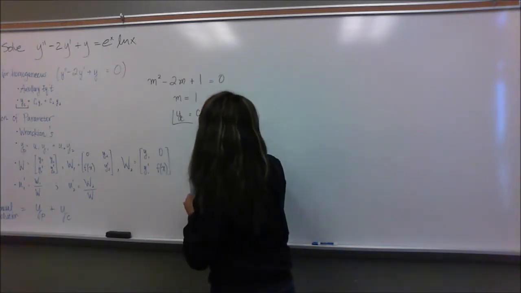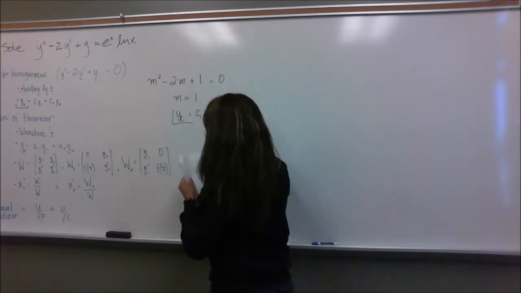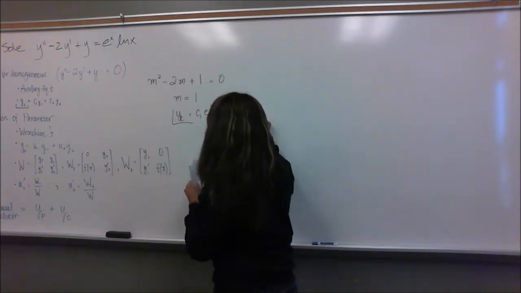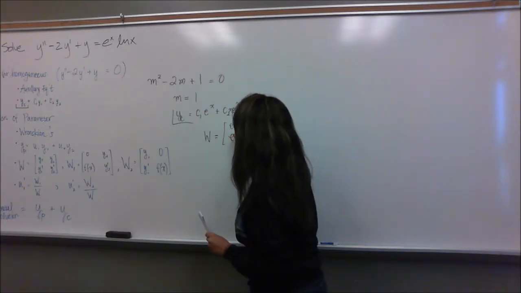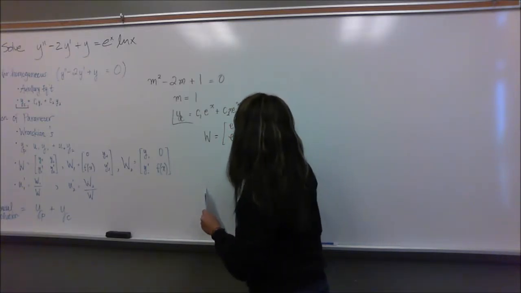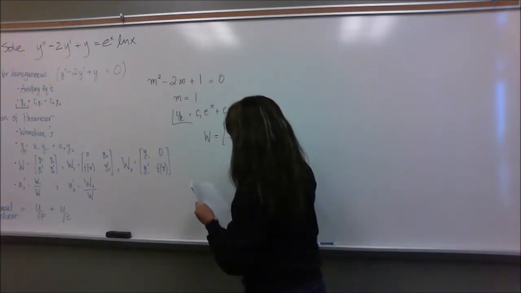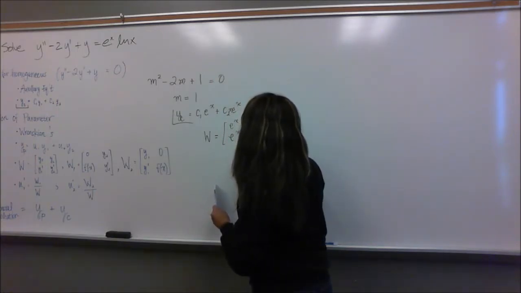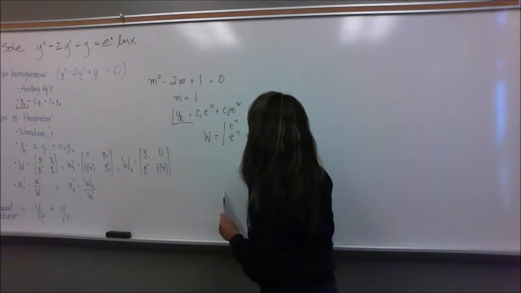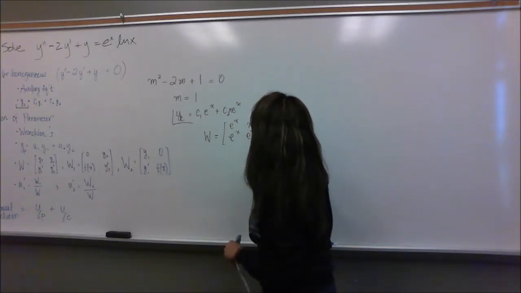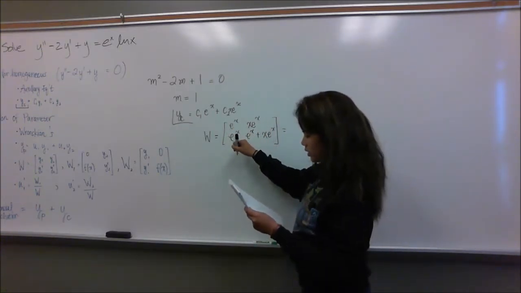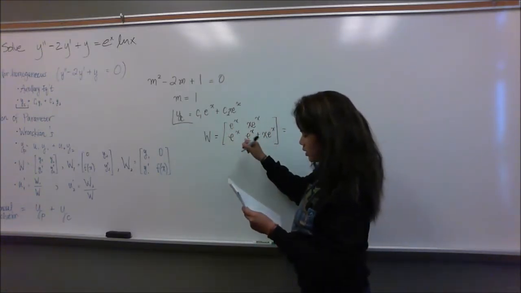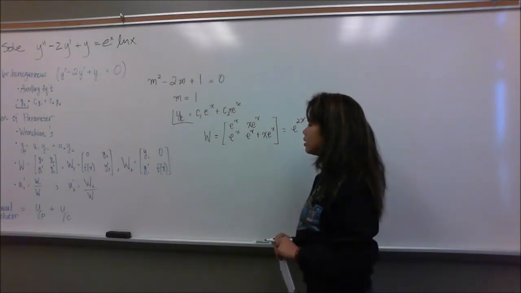which is e to the x, e to the x, and then the derivative of e to the x is just going to be e to the x. Product rule here, and you'd get e to the x plus x e to the x. And when you're multiplying these two and subtracting, you would get e to the 2x. That's your solution there for the Wronskian.